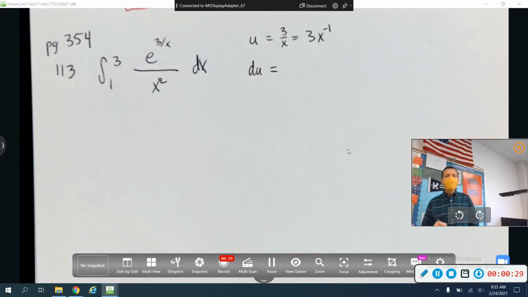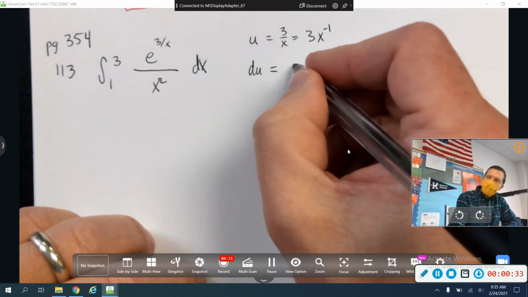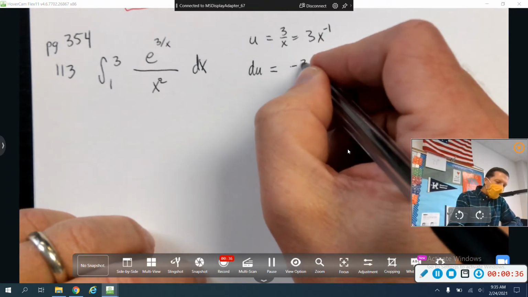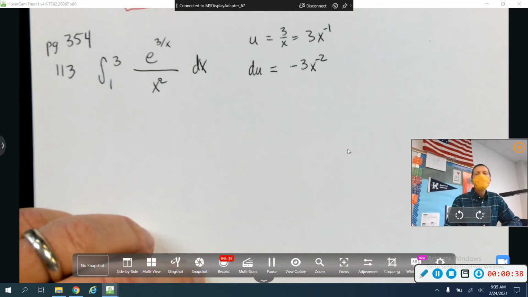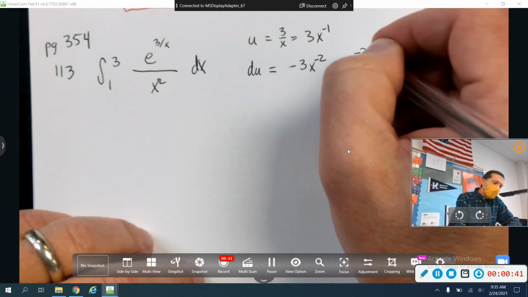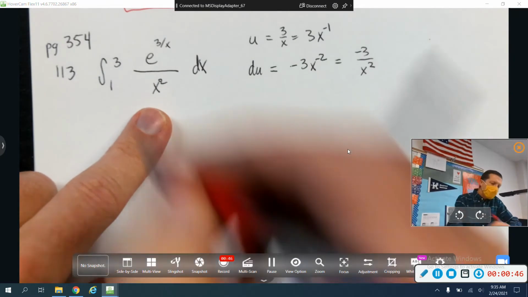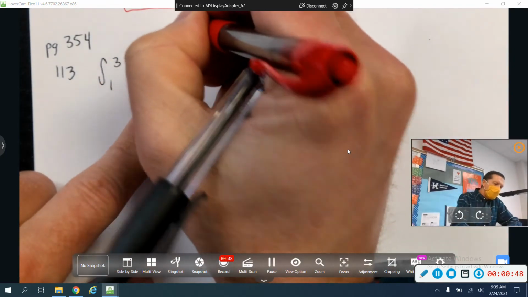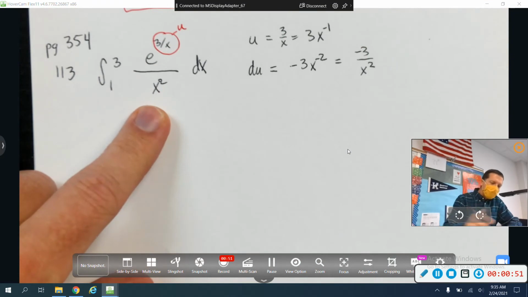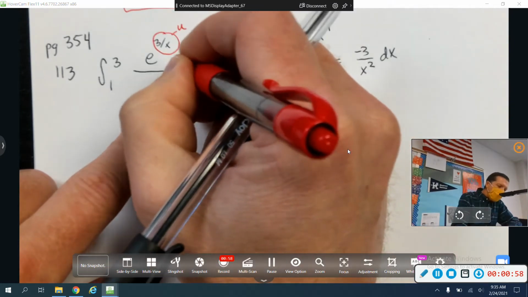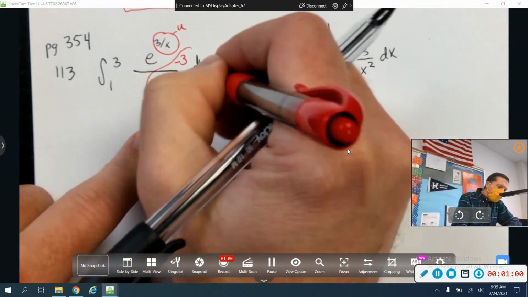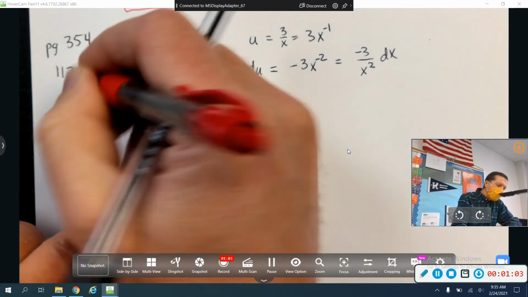I'm going to rewrite that as 3x to the negative 1, just because that makes taking the derivative a little easier. So negative 3x to the negative 2, or negative 3 over x squared, which, looking over here, that's good news. So that's u. And I'm close to, let's put a dx on that, I'm close to having du in there. Need a negative 3 to make du, and then a negative 1/3 out front.